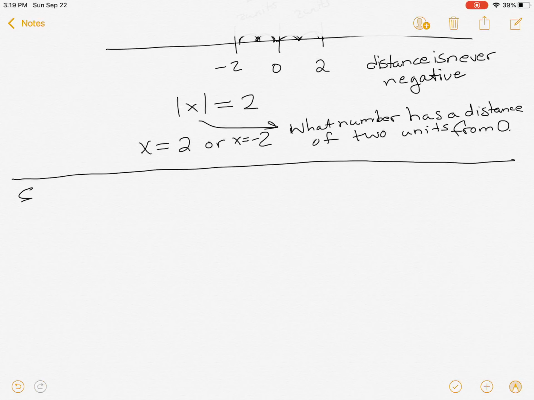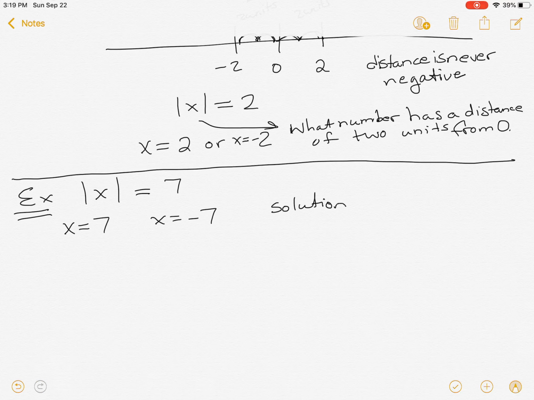Let's start off with an easy one. Let's say I have the absolute value of x is equal to 7. I'm going to set up 2 equations: x is equal to 7, and x is equal to negative 7. So our solution set is x is equal to negative 7, 7. Simple as that.